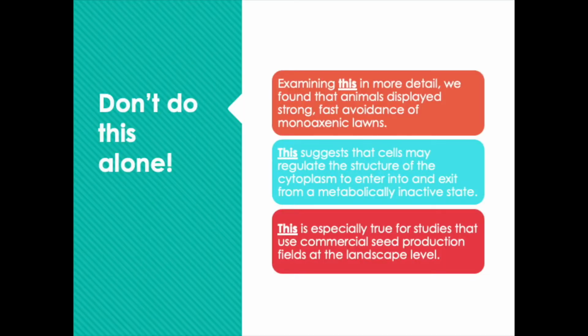Here are some examples. Examining this in more detail, we found that animals displayed strong fast avoidance of monoxenicolons. This suggests that cells may regulate the structure of the cytoplasm and enter into and exit from a metabolically inactive state. This is especially true for studies that use commercial seed production fields at the landscape level.